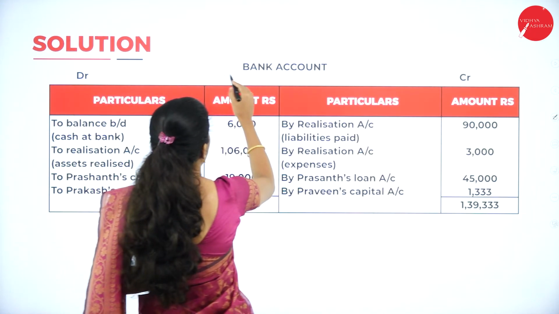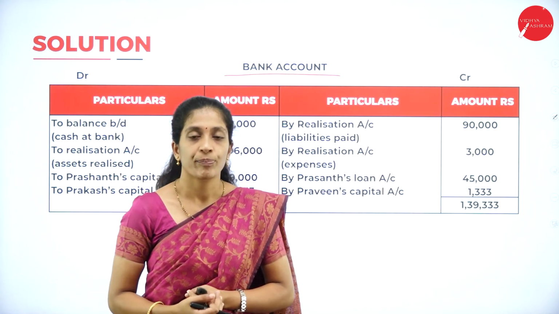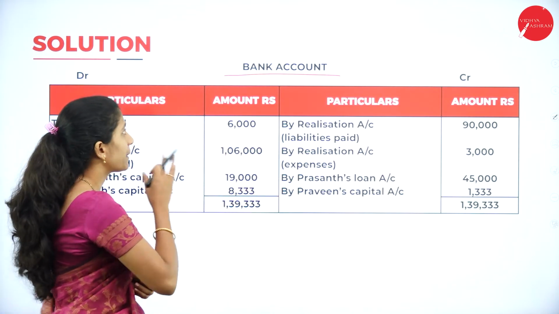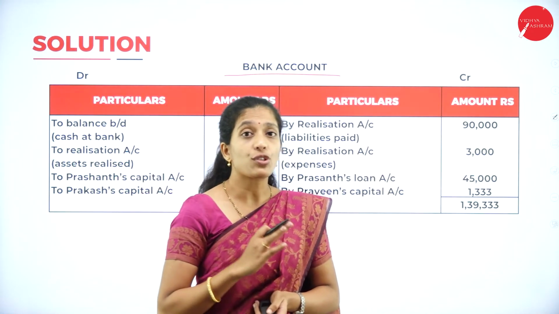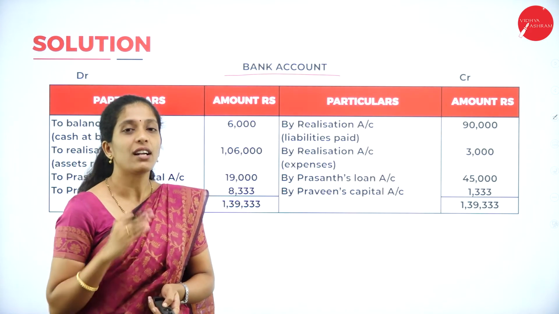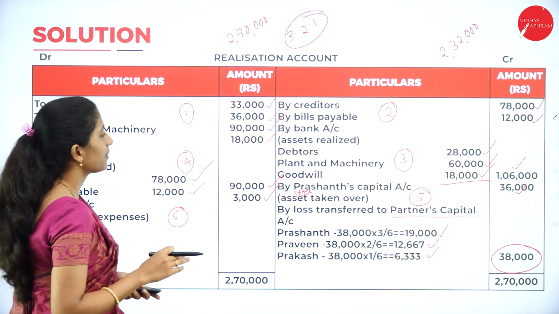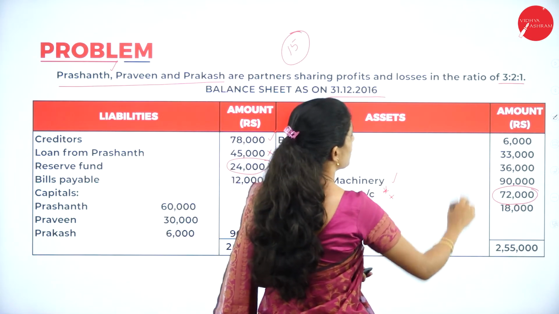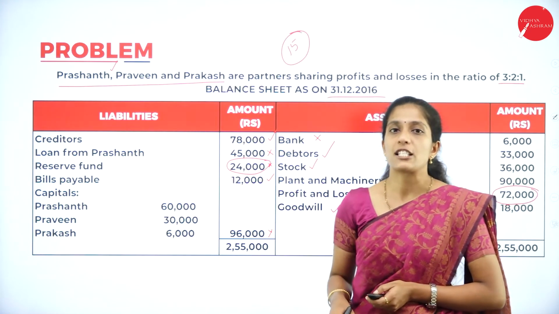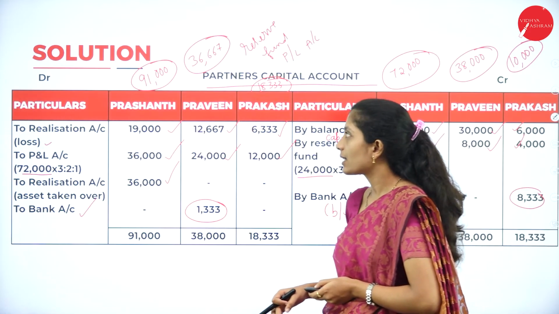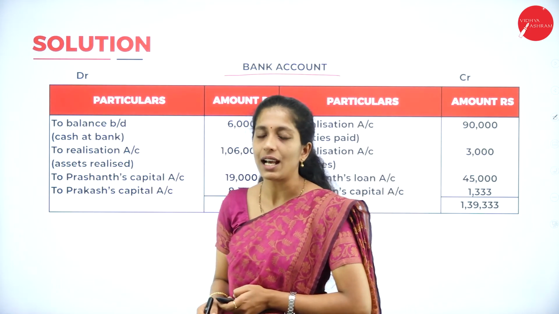Next account to be prepared is bank account. It is very easy to prepare the bank account if you prepare all the other accounts correctly. Now what is the format? It is particulars, amount, and particulars, amount. Now, how to begin your bank account? Where do we get the amount for the bank account? If you see the balance sheet, they have given bank. Go through the asset side. Here we have bank, how much? 6,000. So bring down that amount in the bank account. To balance brought down 6,000, the cash at bank given in the balance sheet.